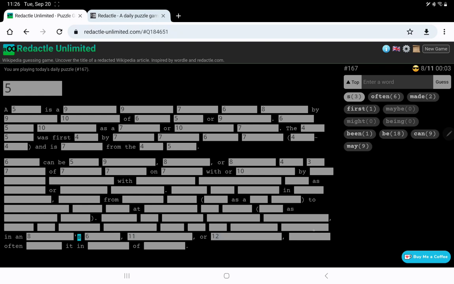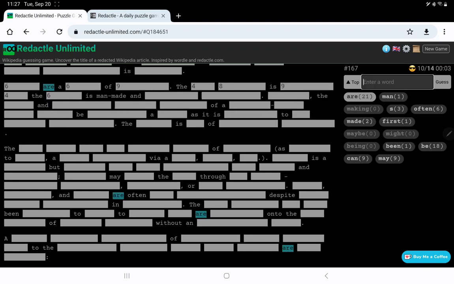In an 8, 6. 7, often 6 is in 7 of 7. How about making? I'm determined it's going to be made. Something is man-made. Six, which I think is the plural, are a subset of 9. That's good to know too.